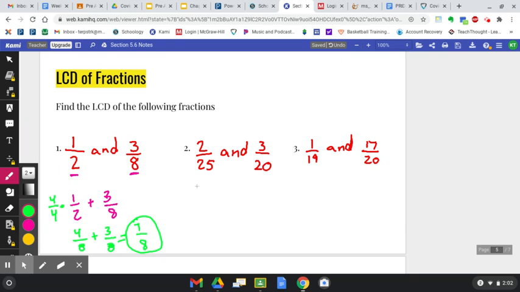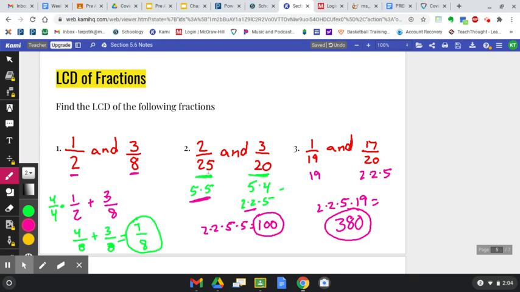All right. So when it says find the least common denominator, you're just finding the LCM of the denominators, right? So see if you can find the least common multiple of 20 and 25. And that would be the least common denominator, because that's what they are, as denominators for those fractions. So do that for number 2 and 3. So pause the video here and find the least common denominator.